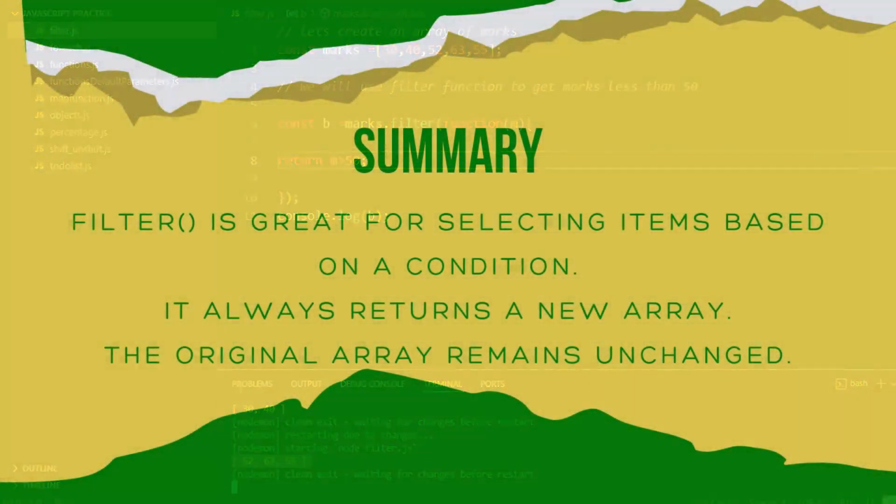Summary. Filter is great for selecting items based on a condition. It always returns a new array. The original array remains unchanged.